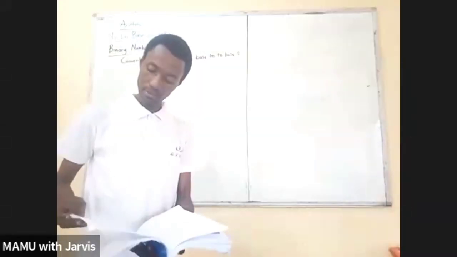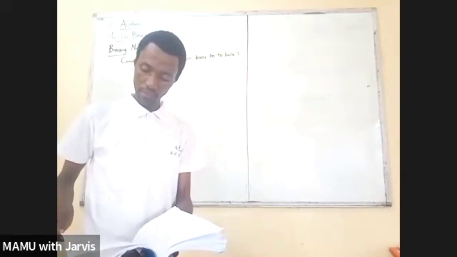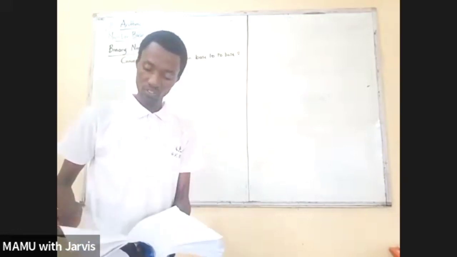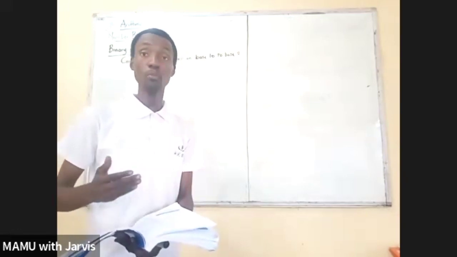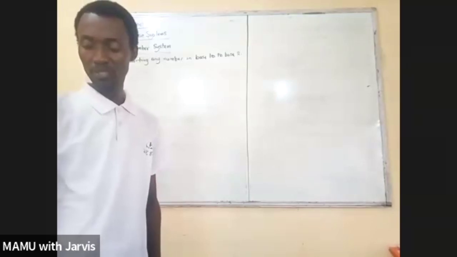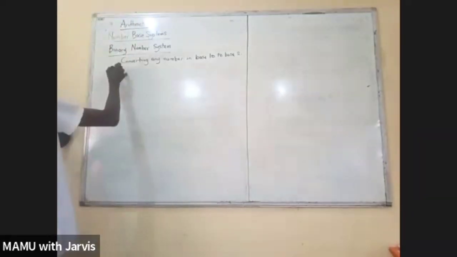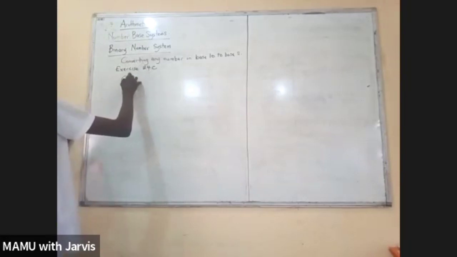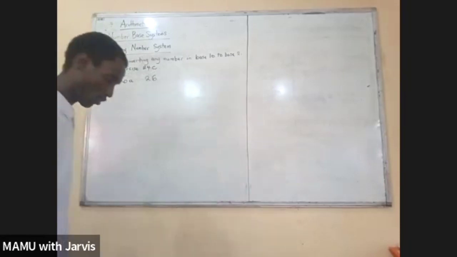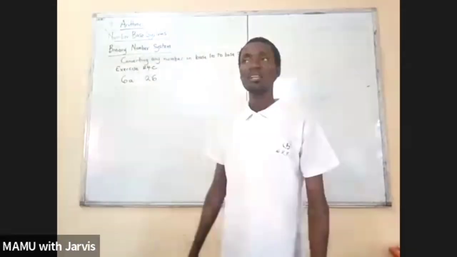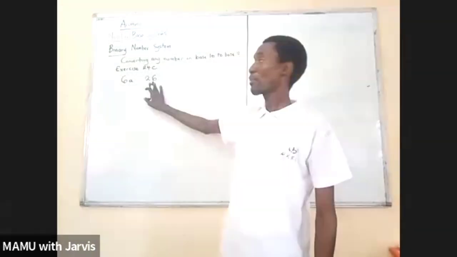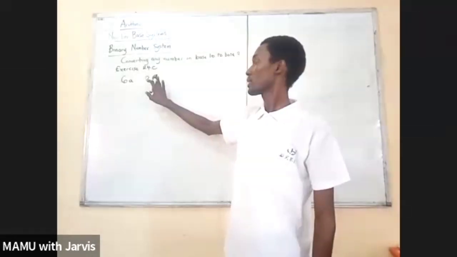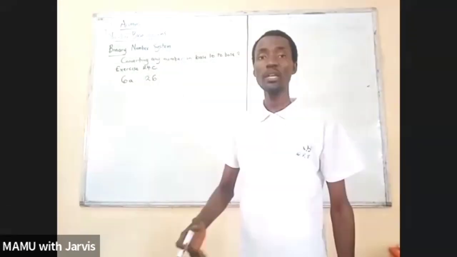So I would want us to go to exercise 24C, page 196, question number 6. It says convert the following base 10 numbers into binary. The first one given to me, exercise 24C, number 6A, is 26. Now to convert 26 to base 2. Remember, anytime we have a number that the base is not stated, it means that number is in base what? Base 10.